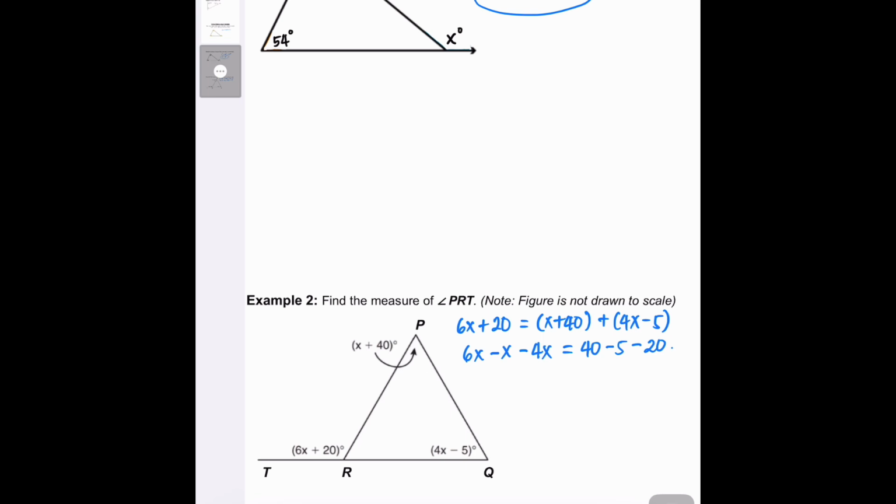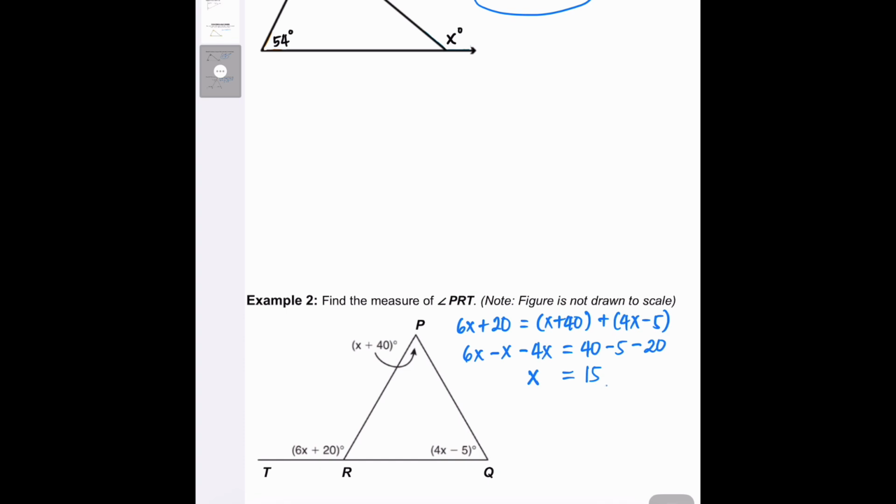After rearranging the terms, we just need to simplify. So we have 6x minus x and minus 4x. Negative x and negative 4x is negative 5x, so 6x minus 5x is actually x. And we have 40 minus 5 minus 20, which is 15. So the value of x that we're looking for is 15.